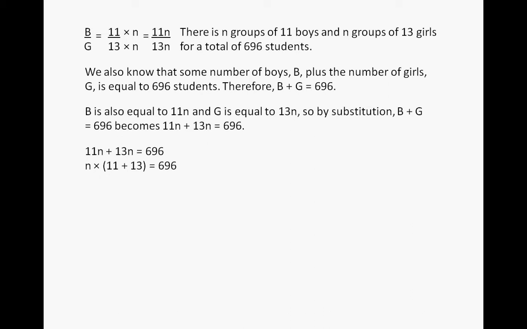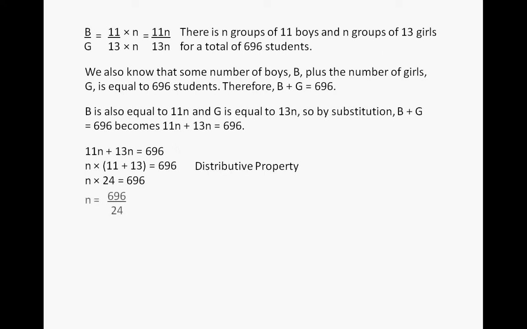Well, you should be familiar with the distributive property, because through the distributive property we can undistribute, and in this case we can undistribute the n. So we can pull the n out and we are left with 11 plus 13. Simplifying that, we have n times 24, because 11 plus 13 is 24, and that is equal to 696. So we should be able to recognize this.